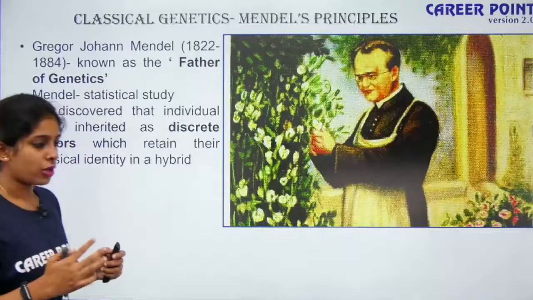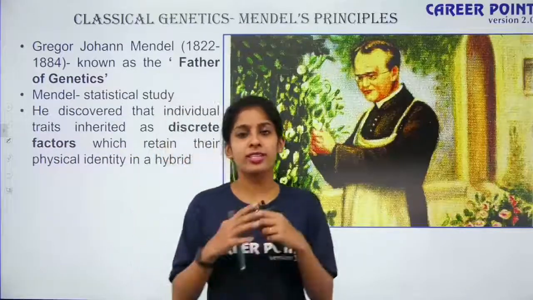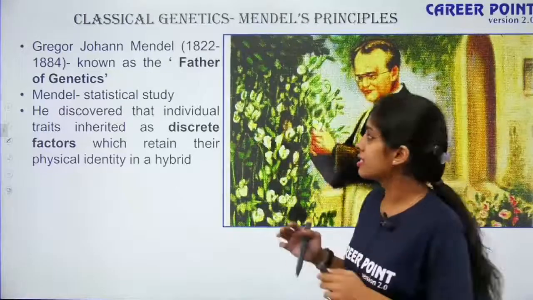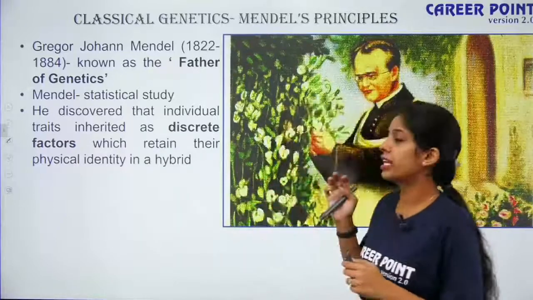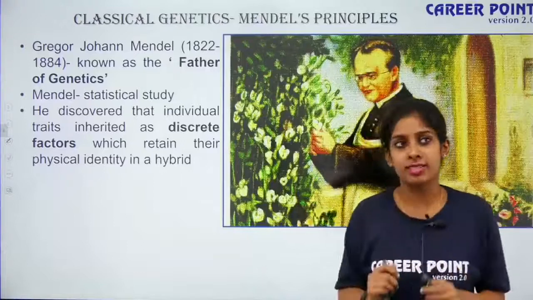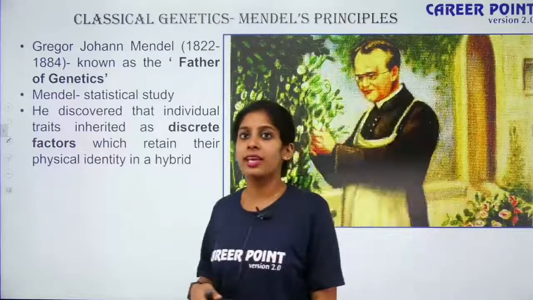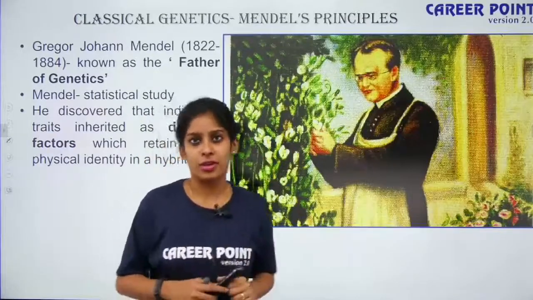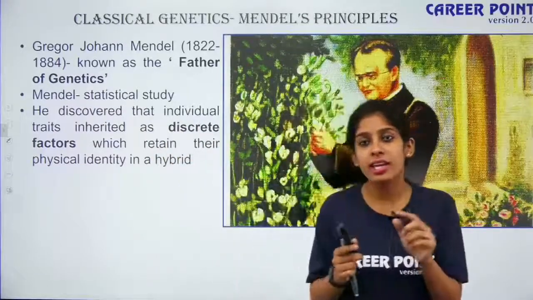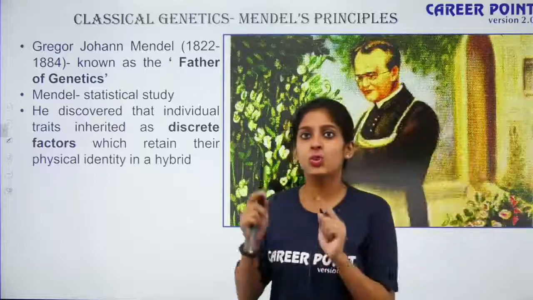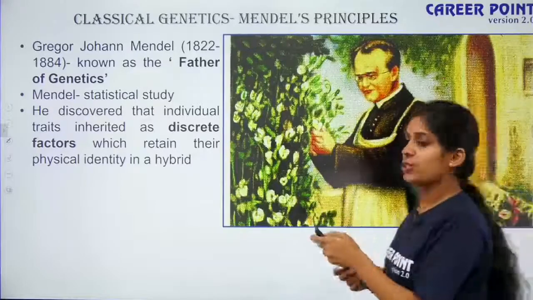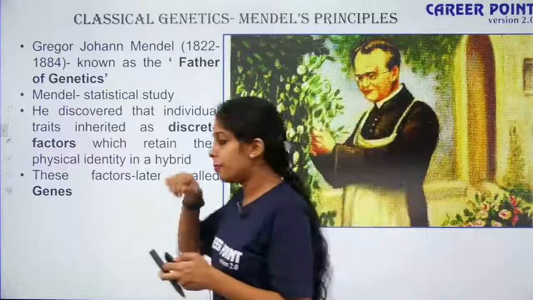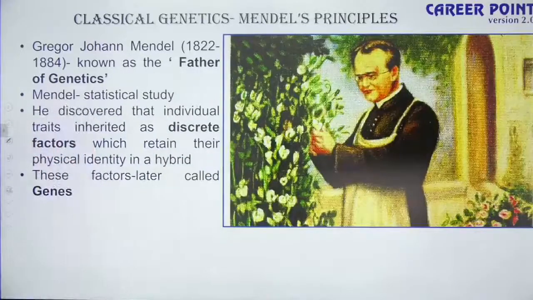Okay, so what did he do? I've given so much hype, right? Mendelian genetics, he was a monk, but still he did so much, etc. But what did he actually do? He discovered that individual traits are inherited as discrete factors which retain their physical identity in a hybrid. For example, your grandmother has curly hair and you have the same curly hair. So what is being passed on? There are some discrete factors being inherited from that generation to you, and that is what is showing its physical impact, right? That is what Mendel also found out. He named them discrete factors, but later these discrete factors became known as genes.